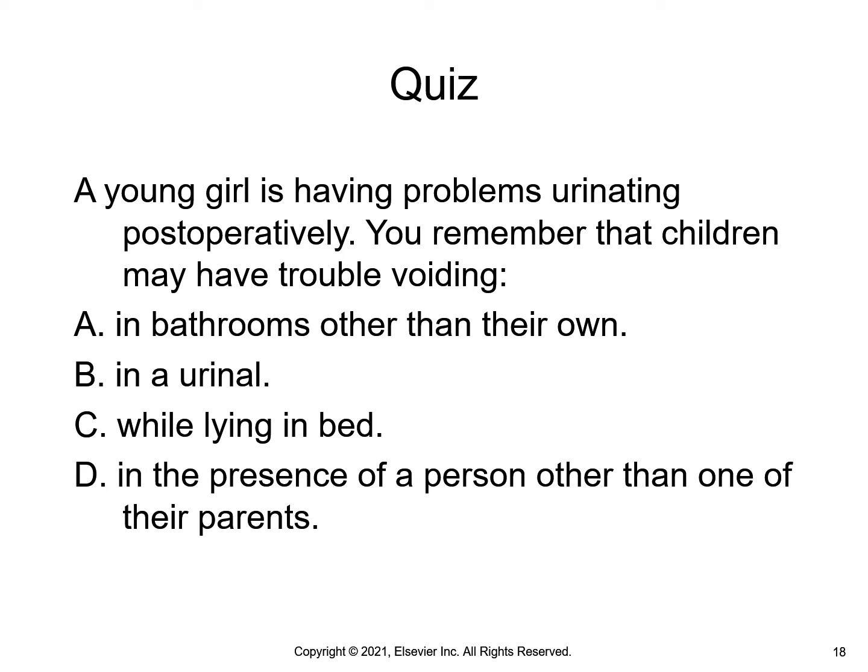A young girl is having problems urinating postoperatively. You remember that children may have trouble voiding in bathrooms other than their own, in a urinal, while lying in bed, in the presence of a person other than one of their parents. The answer is D, in the presence of a person other than one of their parents.